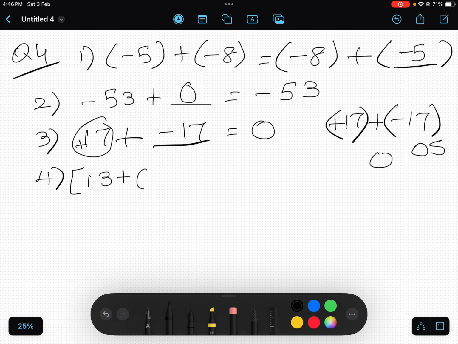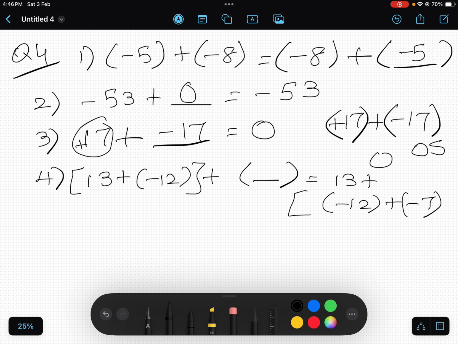Now the next one, 13 plus minus 12 plus a blank is equal to 13 plus minus 12 plus minus 7. It's like this. This is based on the associative property. I told you in associative property we will always deal with 3 integers, and the only difference will be the way we are adding the brackets, the brackets which we are solving first. So here, based on the associative property, minus 7 will come in the blank. So the answer is minus 7.